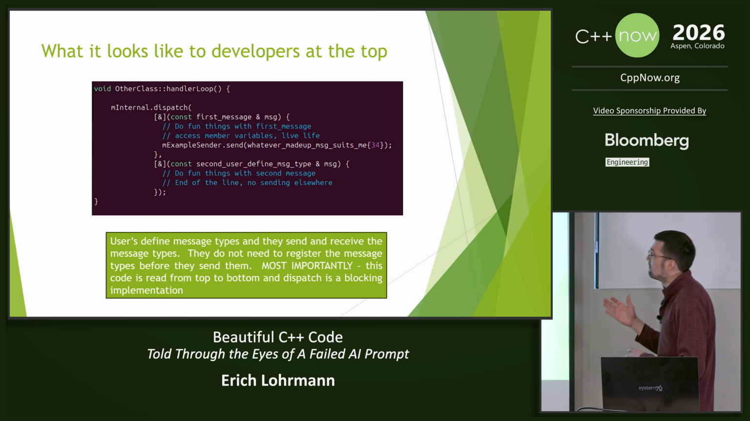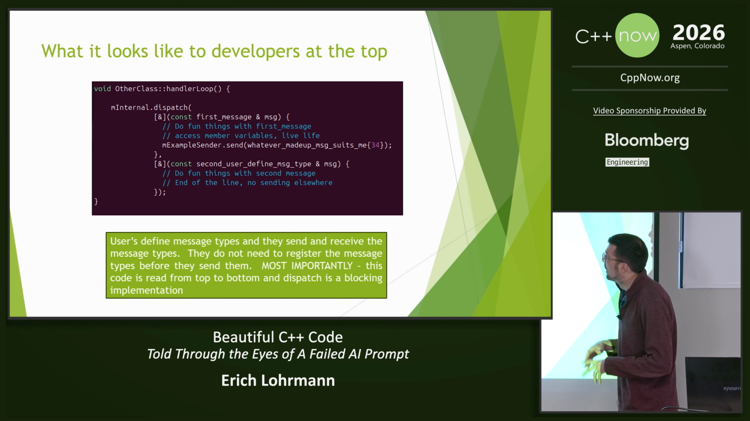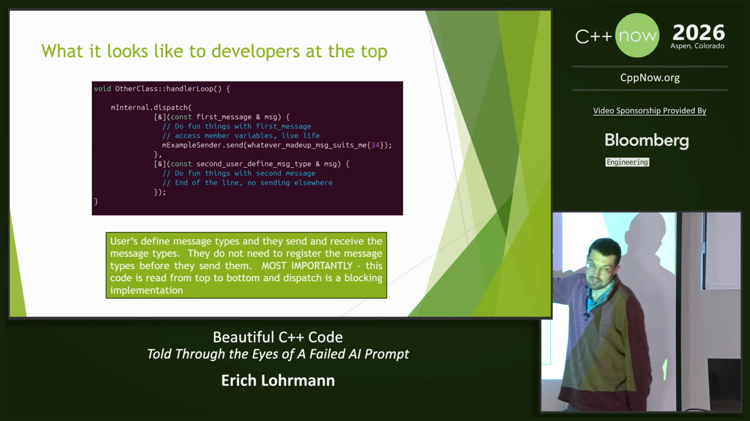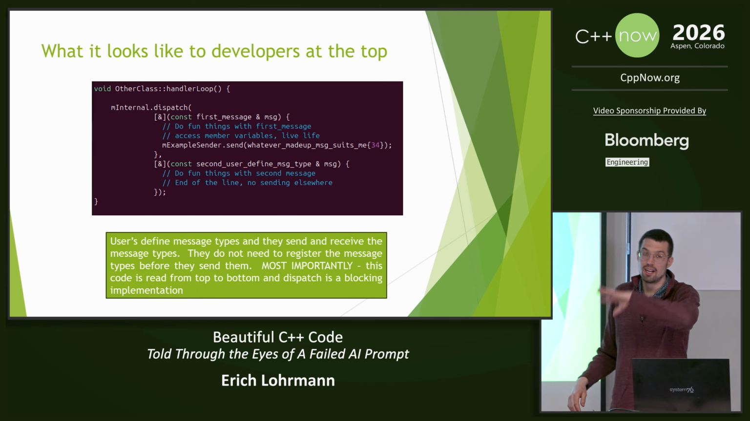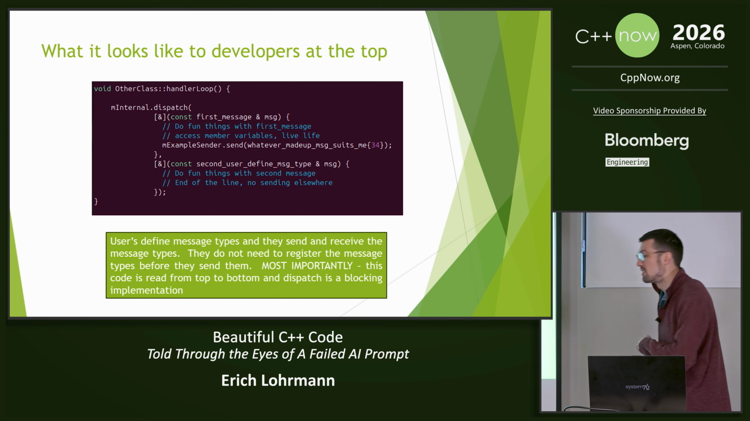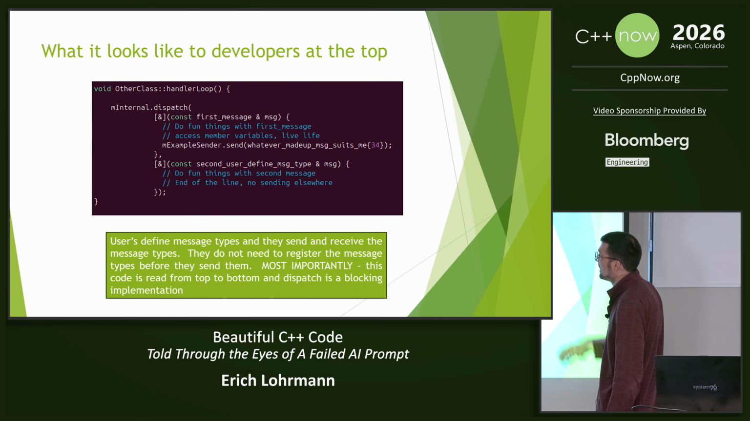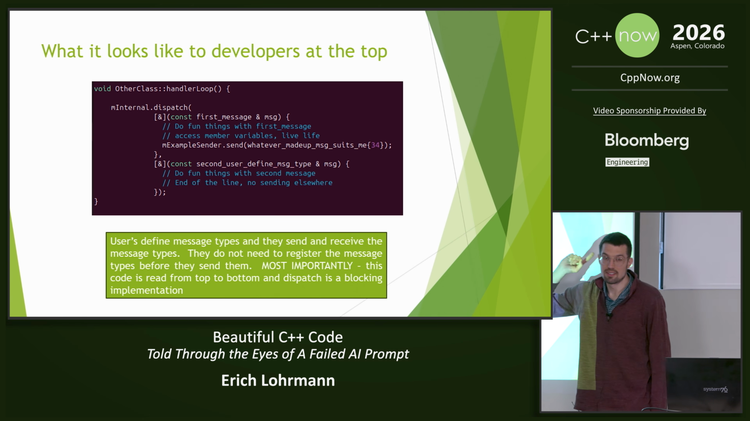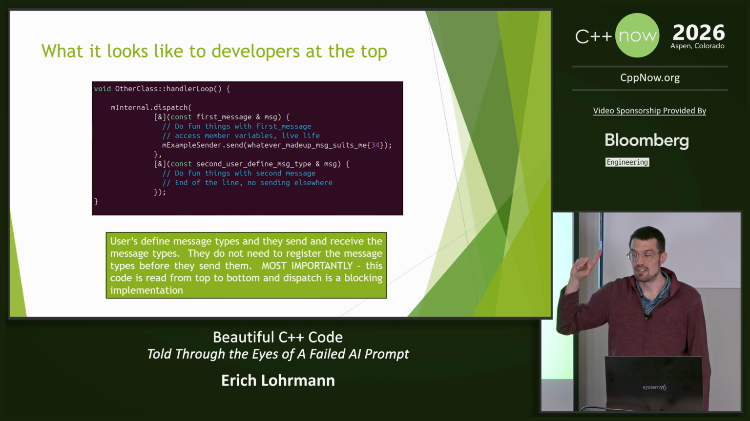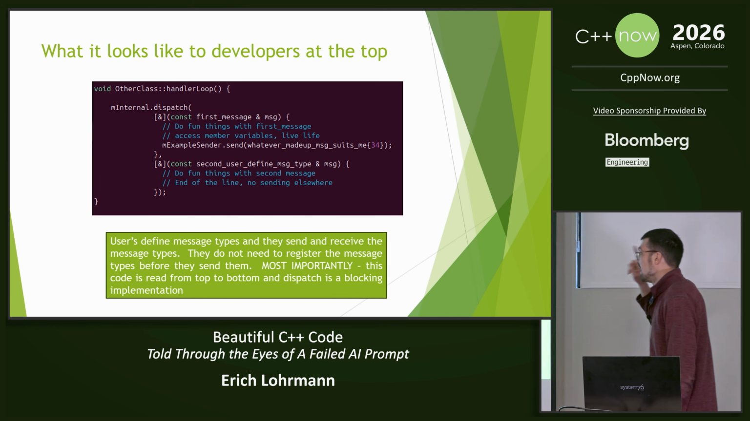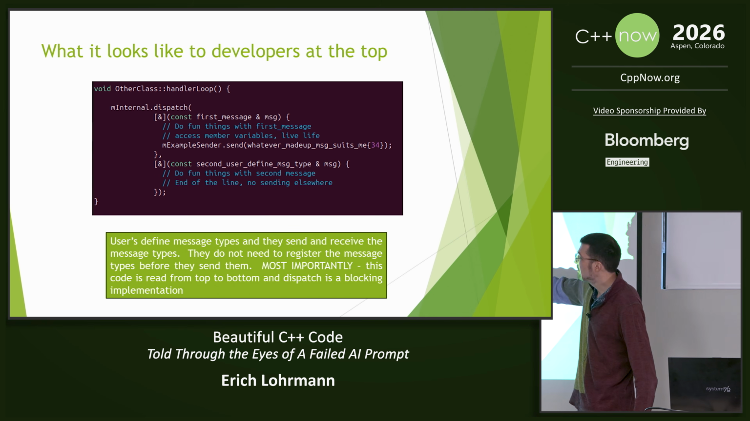Okay. The key part about this is twofold. One, it's read top to bottom. I don't have to jump around to other files to find my registration functions. I don't have to do any of that. I don't have to anywhere specify register first message, register second user-defined message. It just works. And the second thing is, these lambdas are safe.